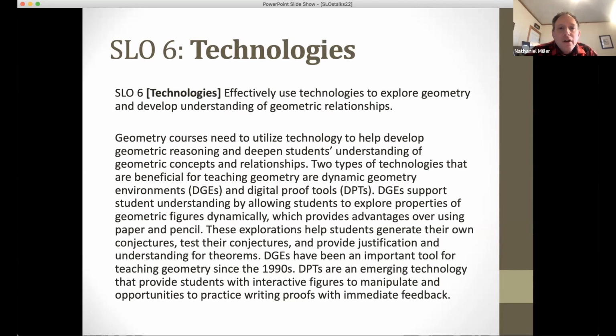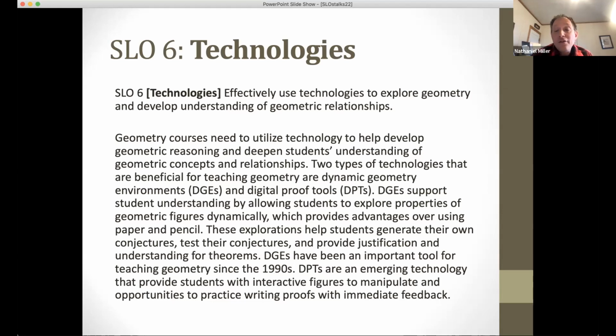Technology: effectively use technologies to explore geometry and develop understanding of geometric relationships. And in particular, dynamic geometry environments are really important. They're not that new at this point, but they're relatively new in the sense that they're only maybe 30 years old, which, considering how old geometry is, is relatively new. And we think that dynamic geometry environments are really important and nice tools that can be used in these kinds of classes.